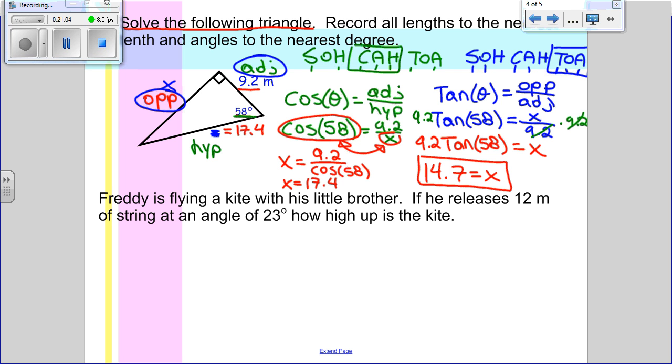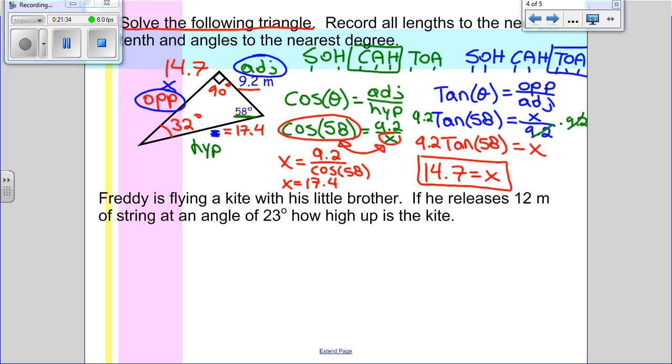Now we're not quite done. We found all the side lengths, but we haven't found all the angles. To find this last angle, we need to use our 180 trick. So 180 minus the other two angles will give me this missing angle in here. If you do that in your calculator and try and practice on your own, you should get that it's 32 degrees. That's called solving the triangle. You found all sides and all angles.